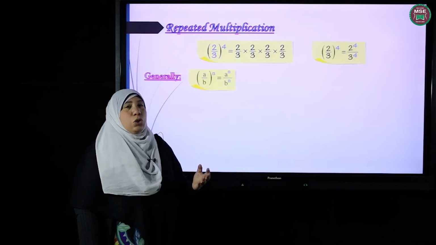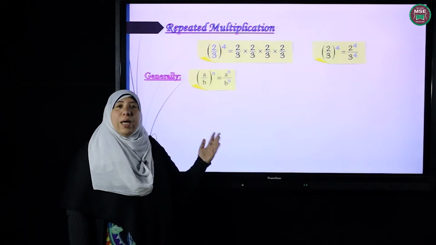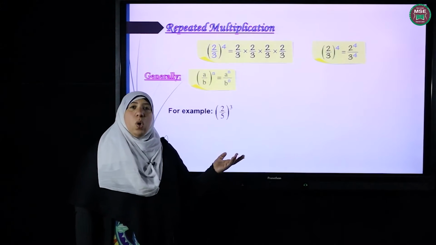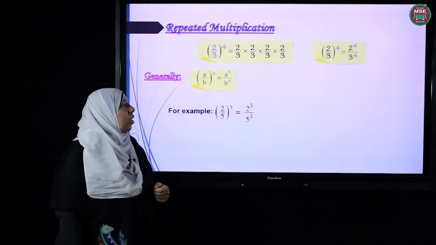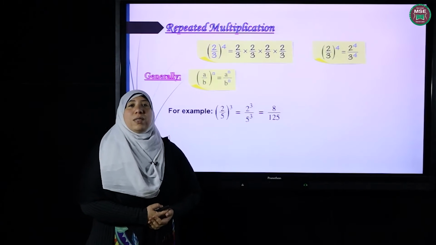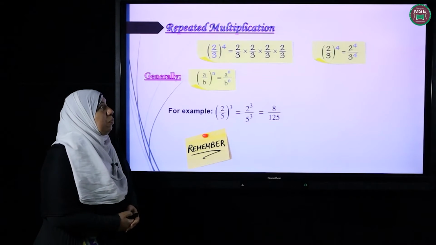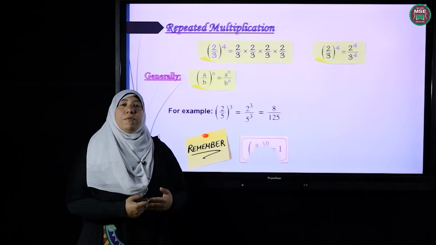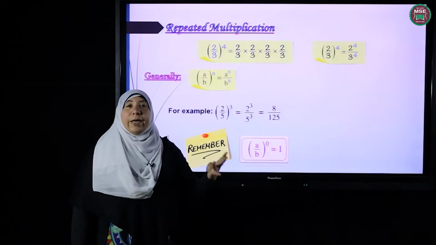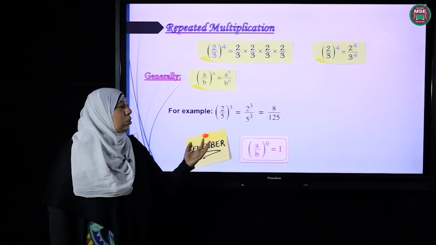Generally, any rational number a over b, raised to any power n, will be a power n over b power n. For example, if I have a rational number like 2 over 5 all power 3, I can write it 2 power 3 over 5 power 3, before finding its final answer, which is 8 over 125. And you have studied before also that any number raised to power 0 is equal to 1. Any number, positive, negative, fraction, or mixed number, or any rational number raised to power 0 is equal to 1.